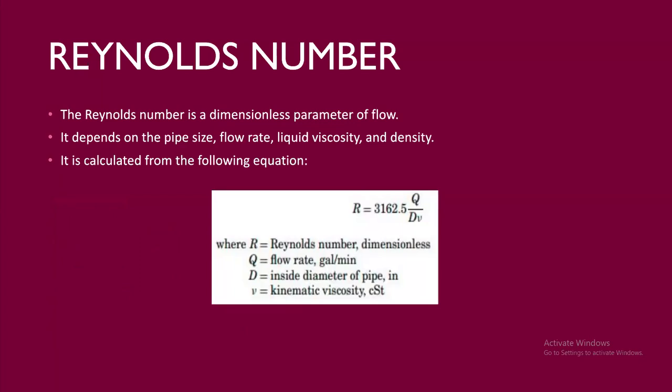So if you remember, on my last presentation, I spoke about the Reynolds number, but I didn't show how it's calculated. The Reynolds number is a dimensionless parameter of flow. It depends on the pipe size, the flow rate, liquid viscosity, whether you put water or oil, and density. It is calculated from the following equation. Reynolds number is equal to 3162.5 times the volumetric flow rate divided by your inside diameter of pipe and the kinematic viscosity in centistokes.